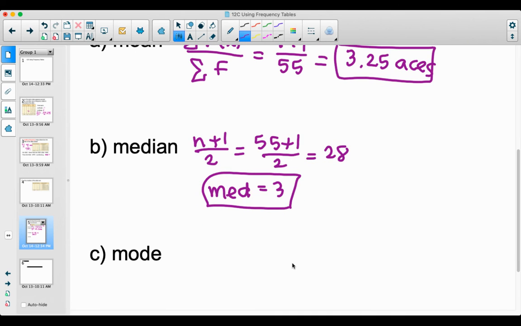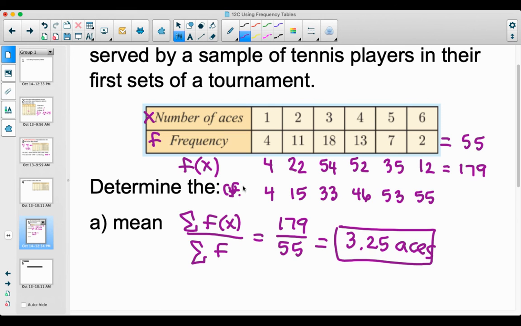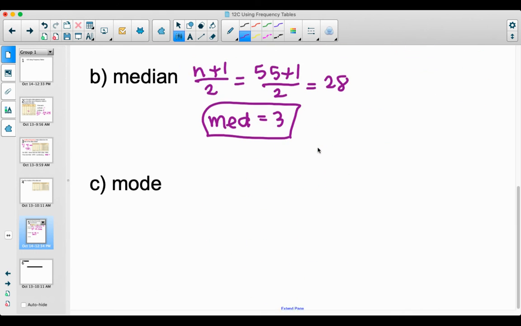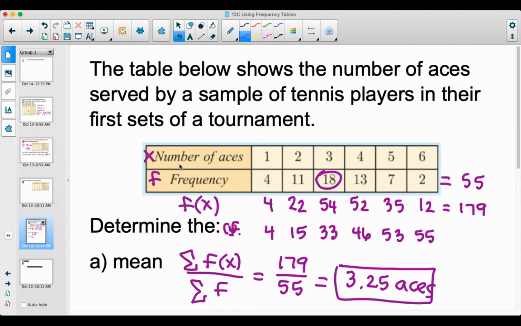And then our mode, remember mode is most often. So again, when we go to our frequencies, the highest number here is 18. So 18 threes that we had, which means 3 is our mode. So our mode would be 3 as well. And that is how we use a frequency table.